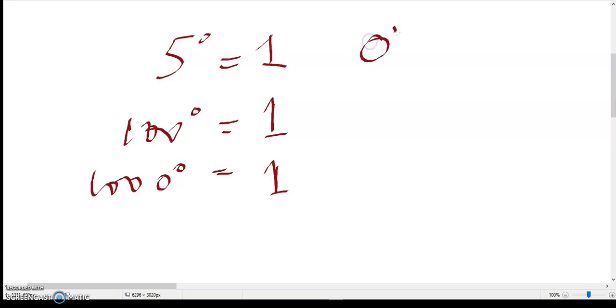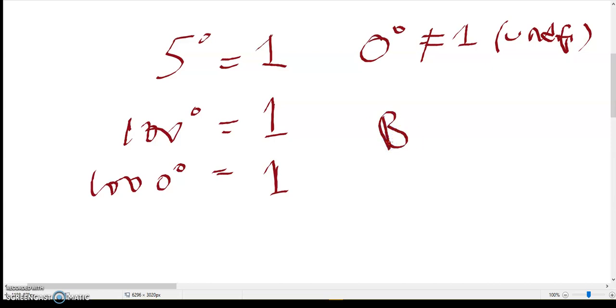What about 0 to the power 0? What is this equal to? Okay, when you punch this in your calculator, you'll find that this is not equal to 1, but is undefined. So it seems any number b raised to the power 0 is always equal to 1 as long as b is not equal to 0.